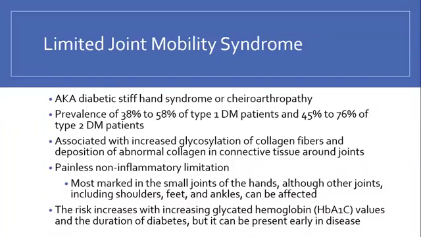Limited joint mobility syndrome is going to be seen in the hands. It's also known as diabetic stiff hand syndrome or chiroarthropathy. Its prevalence is 38 to 58% of type 1 diabetic patients and 45 to 76% of type 2 diabetic patients. It is associated with increased glycosylation of collagen fibers and deposition of abnormal collagen in connective tissue around the joints. It's a painless non-inflammatory limitation, most marked in the small joints of the hands, although other joints, including the shoulders, feet, and ankles, can be affected. The risk increases with increasing glycated hemoglobin values and the duration of diabetes, but it can be present early in disease as well.